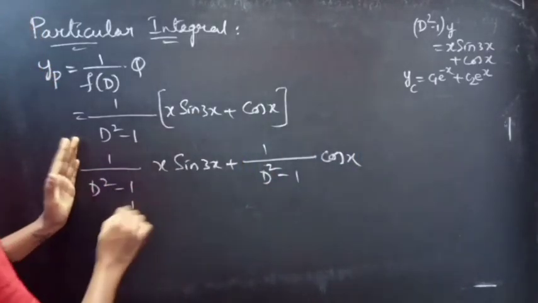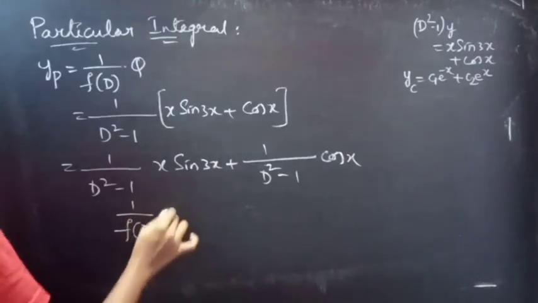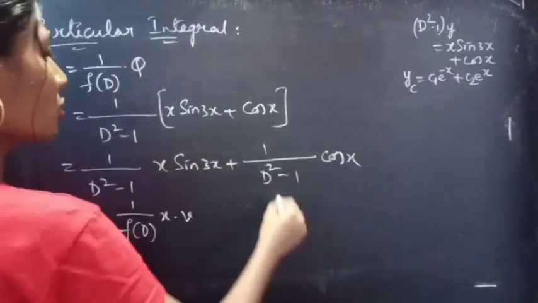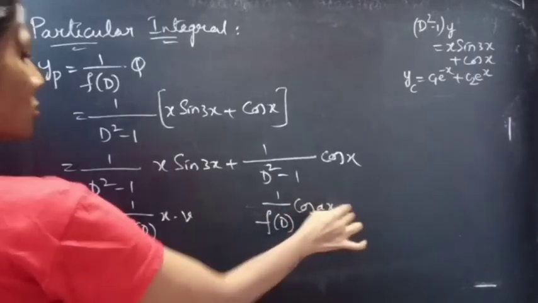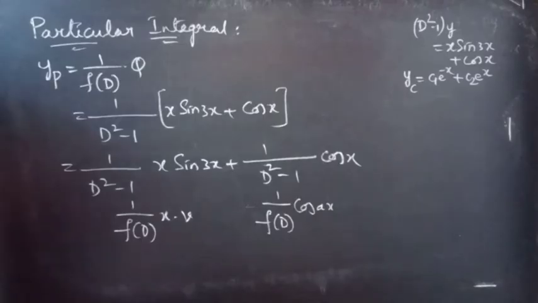So this is of the 1 by F(D) into x into V form, and the second term is of the 1 by F(D) into cos ax form, right? So let's find each term separately.